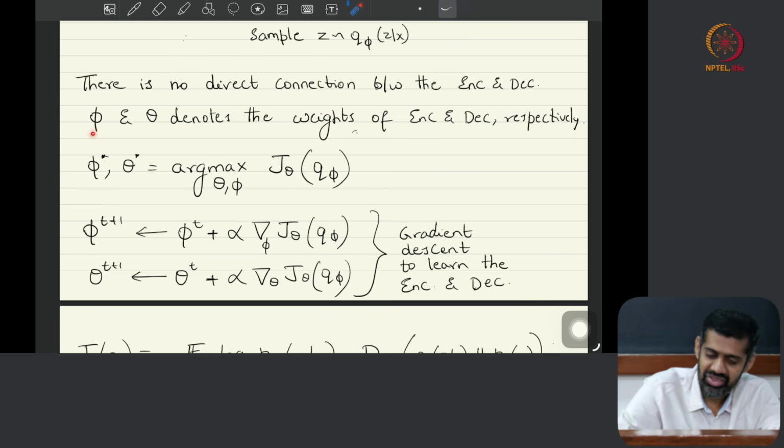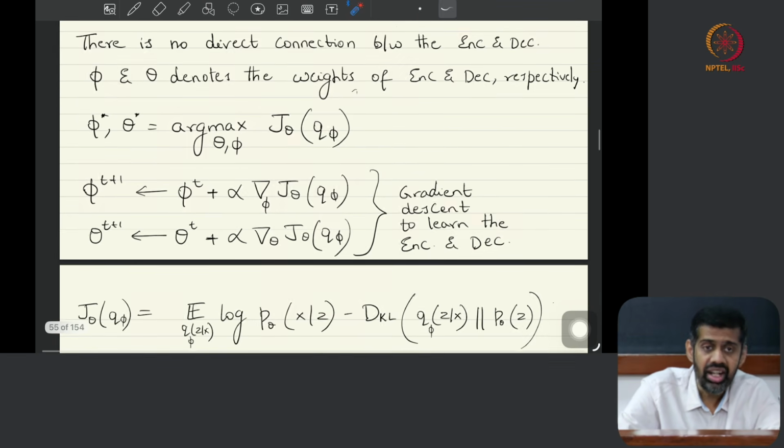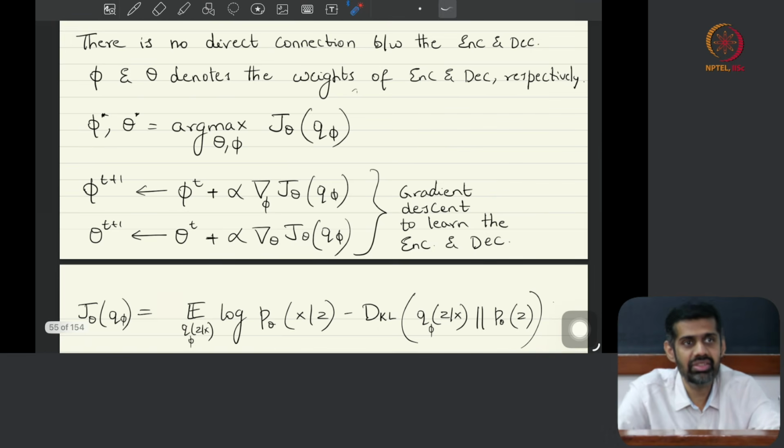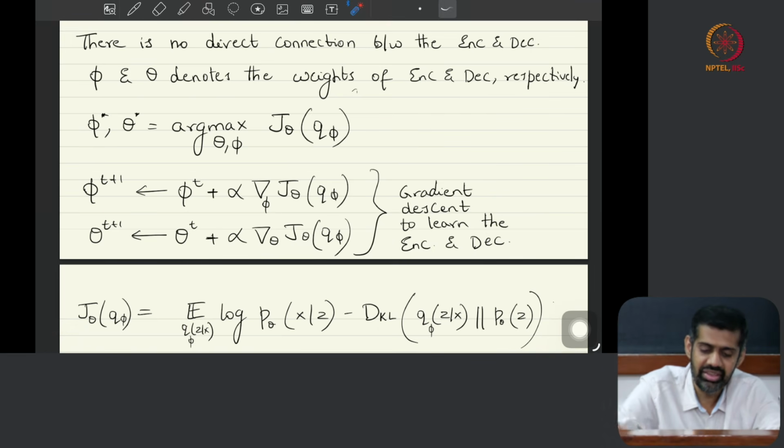Okay, so phi and theta denote the weights of these two neural networks respectively, and of course once we have a neural network and an objective function, we know what to do next. We just invoke our holy gradient descent algorithm, first order gradient descent, and train the neural networks or learn the parameters which would optimize it. Now the rest of the discussion in this class is on how to find the gradient of this particular objective function with respect to the encoder and decoder parameters, because that is what we need for gradient descent to work. That is it.